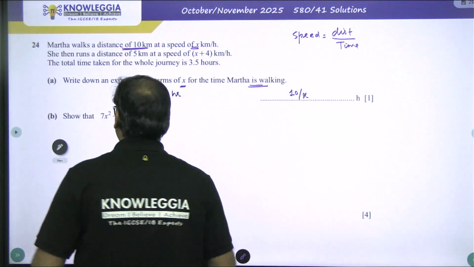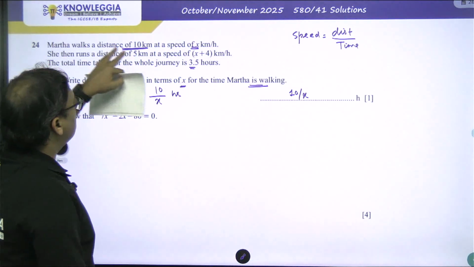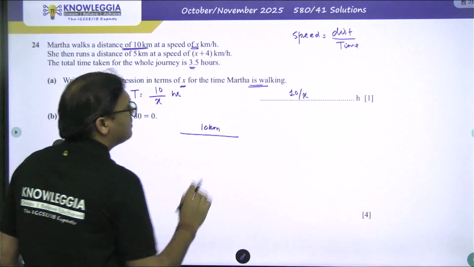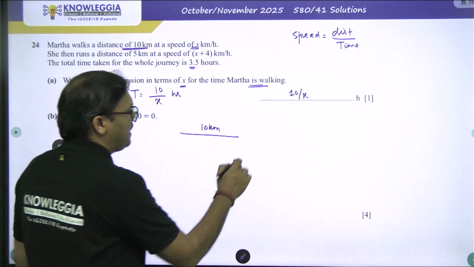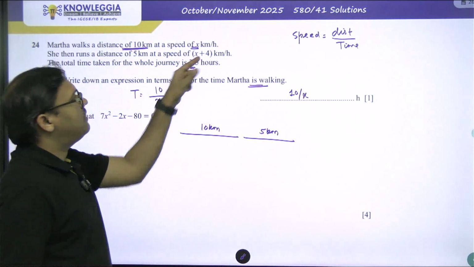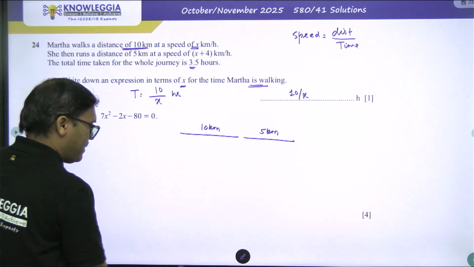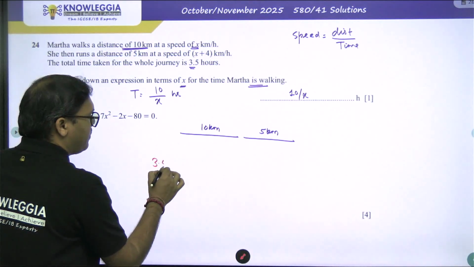So here you just see the total time taken is given to you. So for some distance, for 10 kilometers, the speed is x kilometers per hour. And for next 5 kilometers, this is the speed. So total time taken is given to you. So what is the total time taken? Can I say this is equal to, total time taken is 3.5.